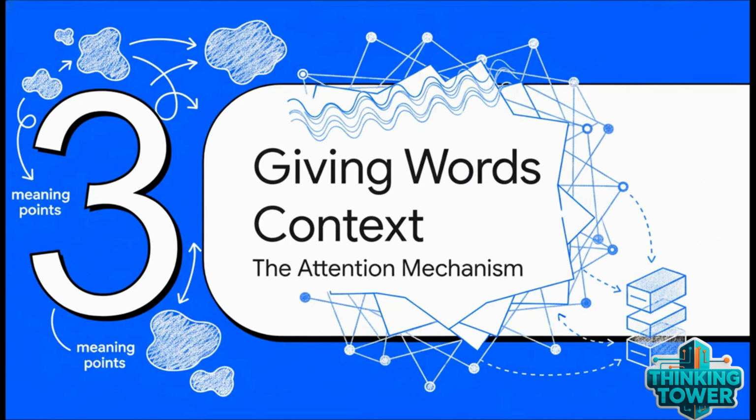Okay, so we've turned words into points on a map. But we all know a word's meaning can completely change based on the words around it. This is where the transformer's most powerful, game-changing feature comes in, understanding context.